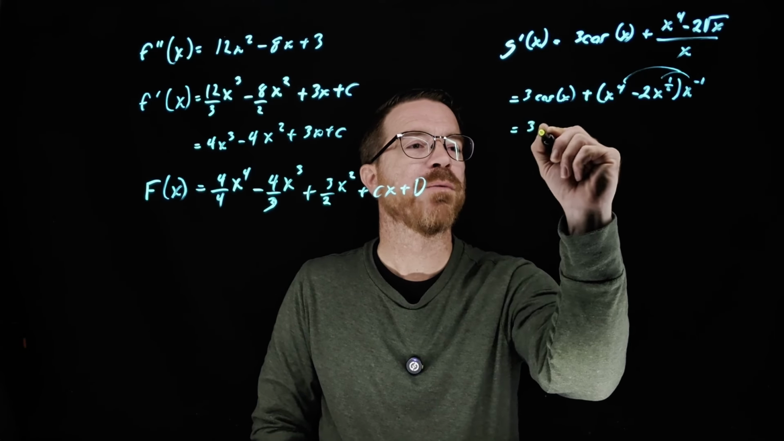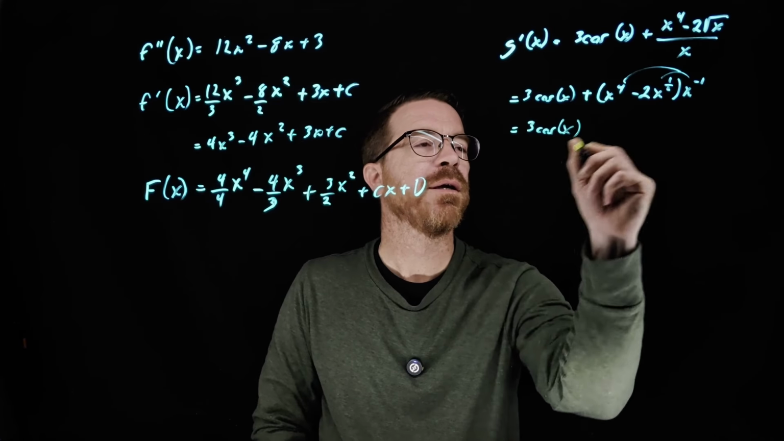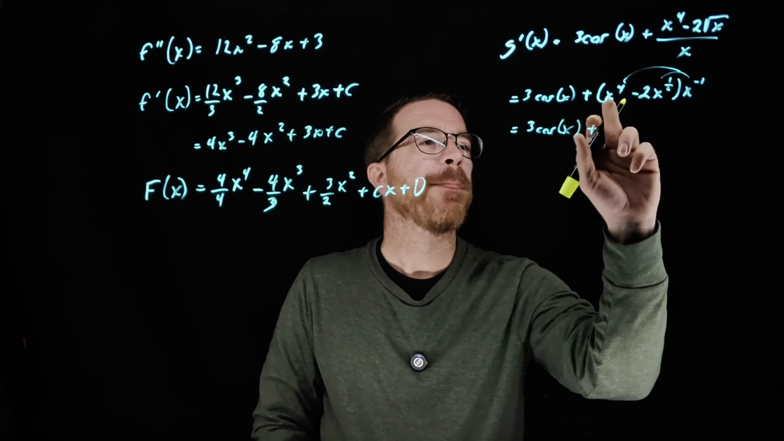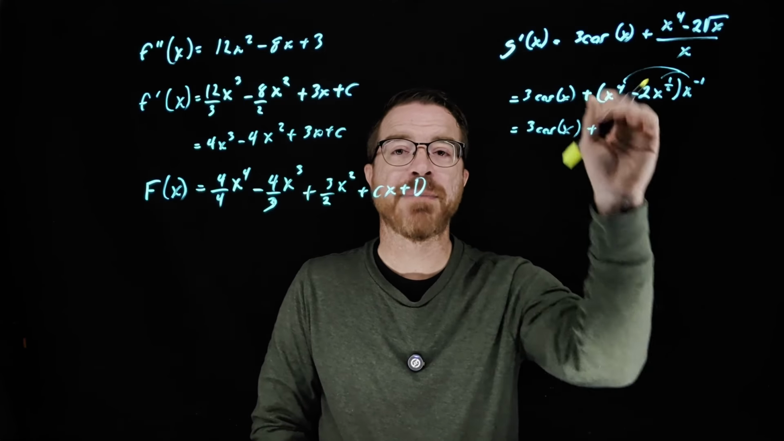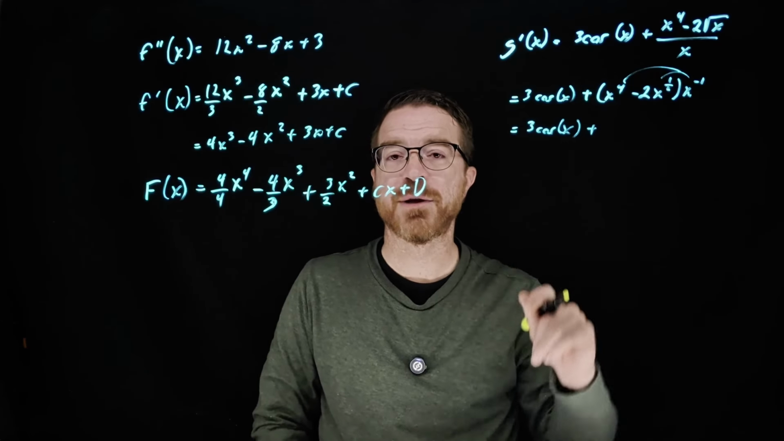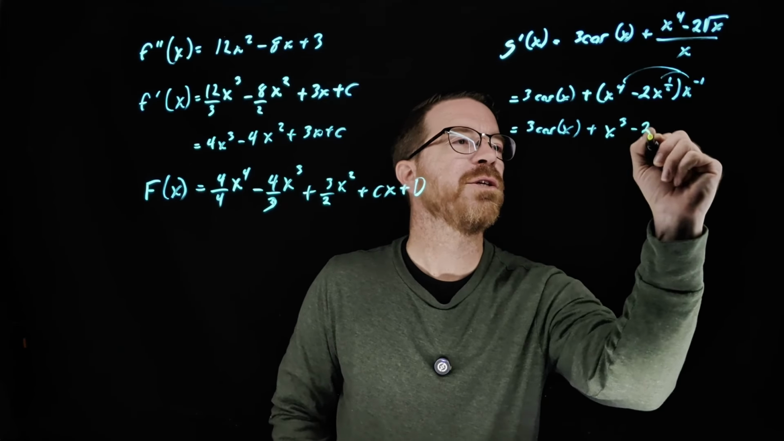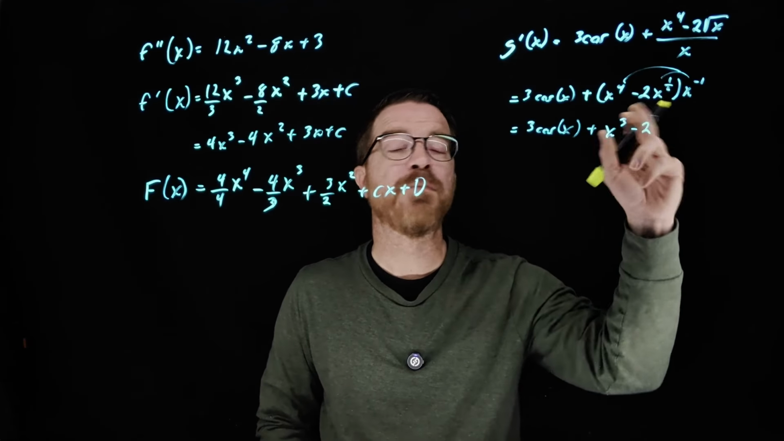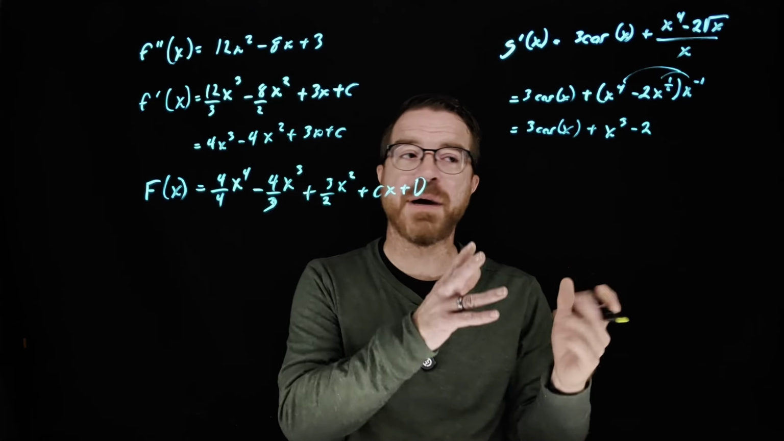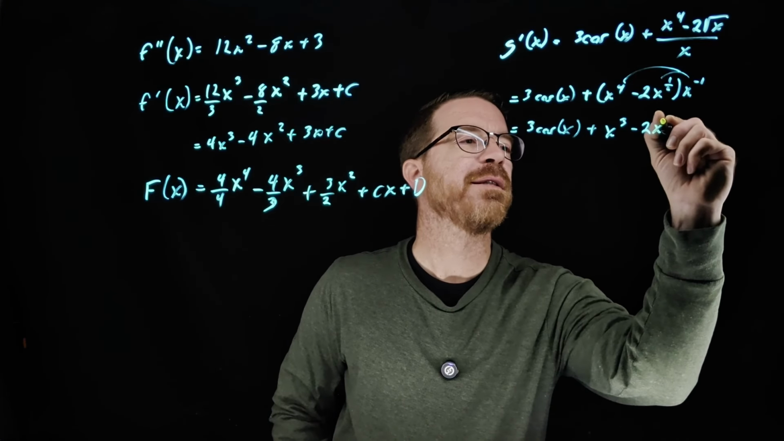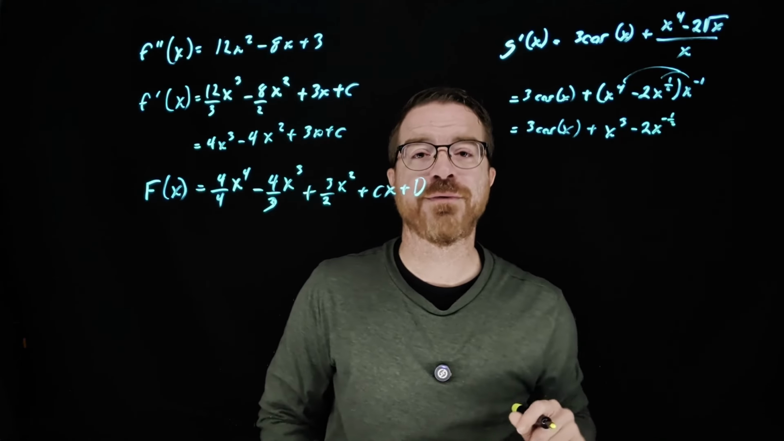So we're going to have 3 cosine of x plus, whenever you multiply x to some power times x to some other power, you just add the power. So we have x to the 4th minus 1, which would be x cubed, minus 2. Now we have x to the 1/2 minus 1. So 1/2 minus 1 would be x to the negative 1/2.